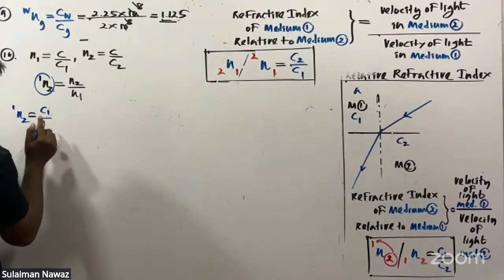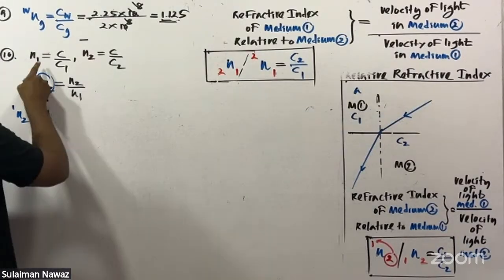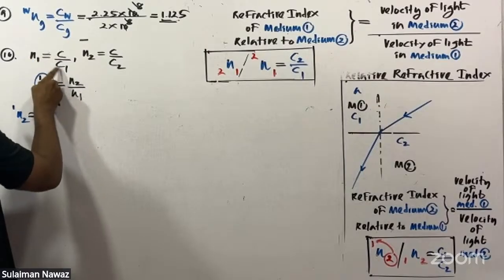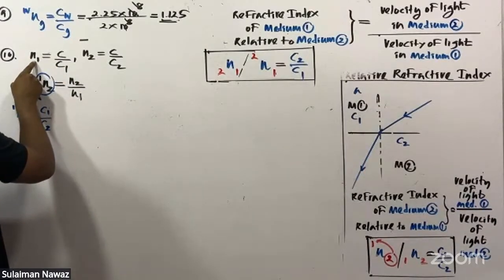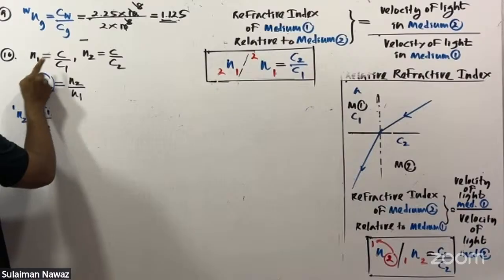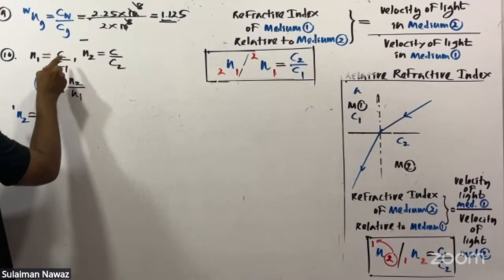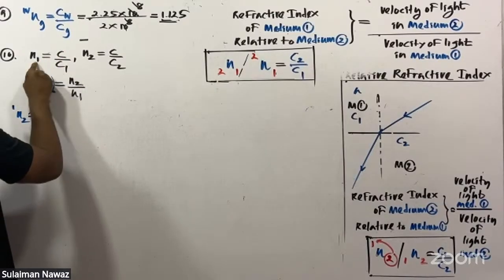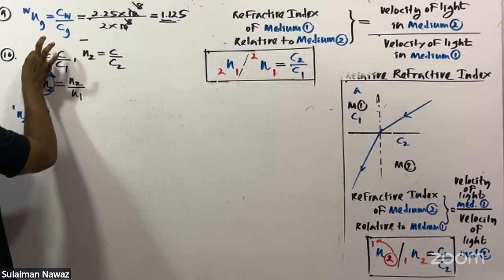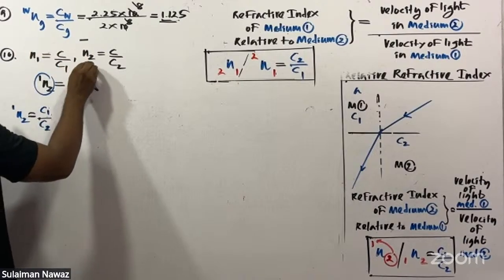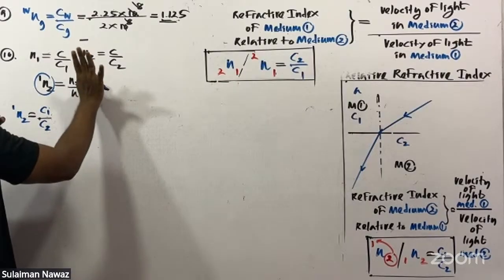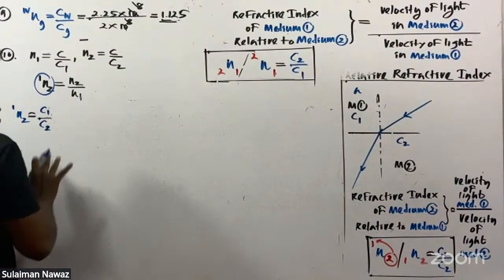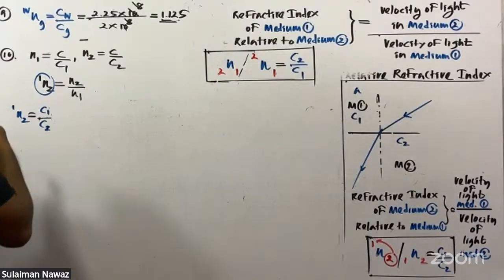C1 over C2. Now, if I ask you, N1 is C over C1. What is N1? N1 is the absolute refractive index of medium 1. Why? C means the speed of light in vacuum, and C1 means the speed of light in medium 1. Therefore, N1 means the absolute refractive index of medium 1, and N2 means the absolute refractive index of medium 2.